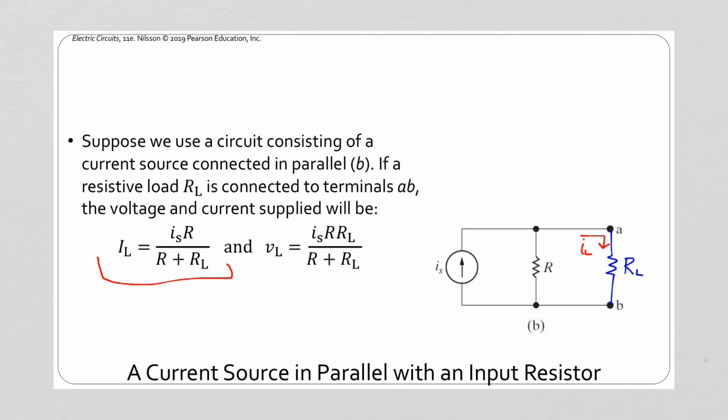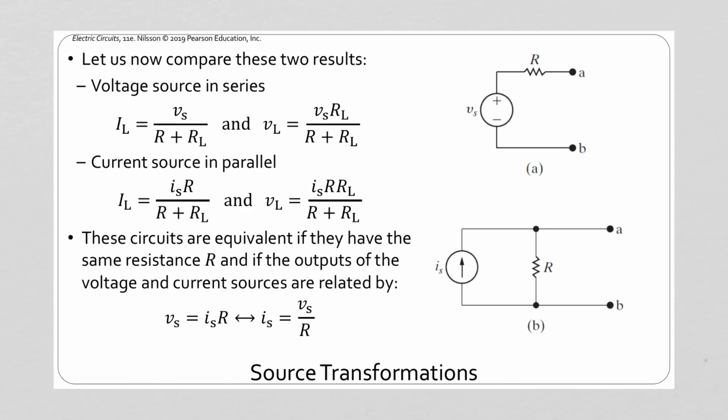The voltage across RL, which again we'll call VL, will either be the current multiplied by the resistance, or you can see that this is the current times the equivalent resistance of two resistors in parallel. Now let us consider and compare these two results.